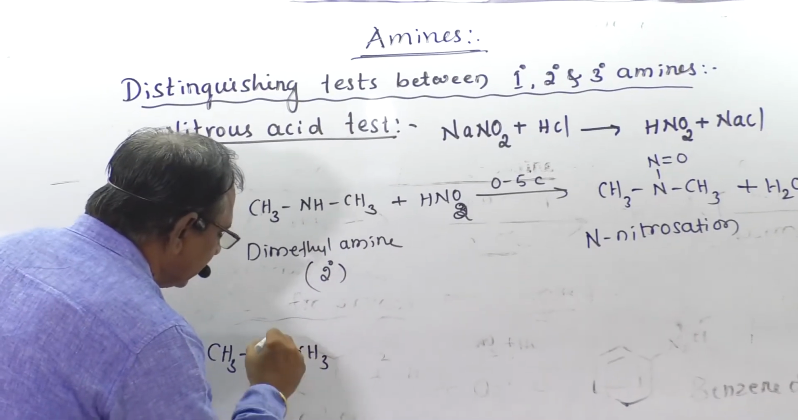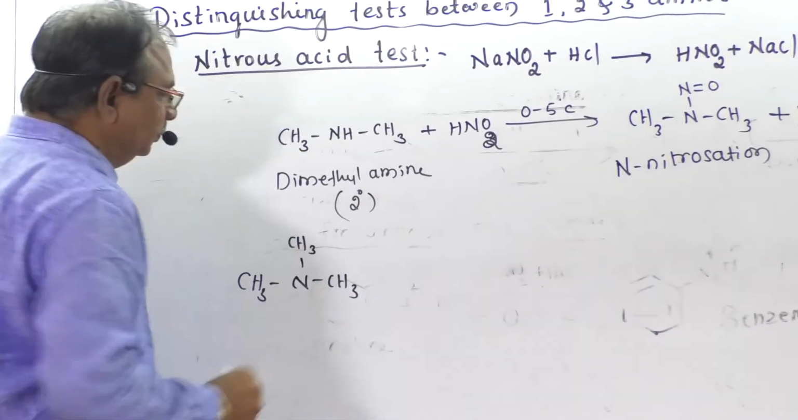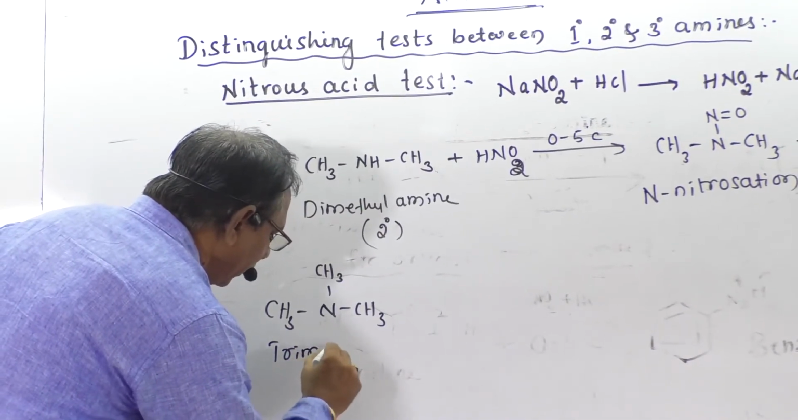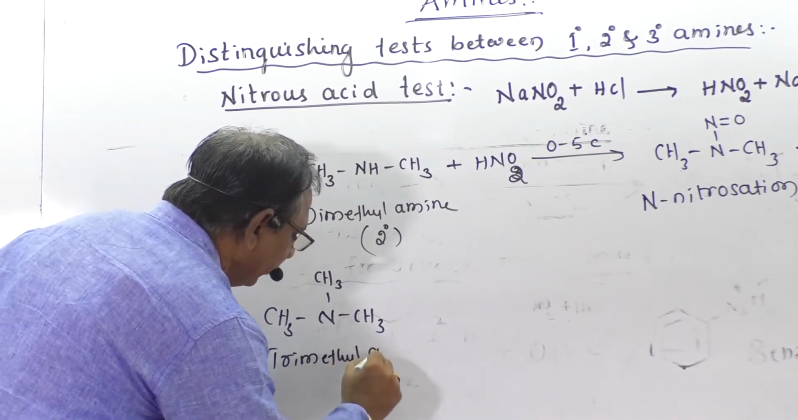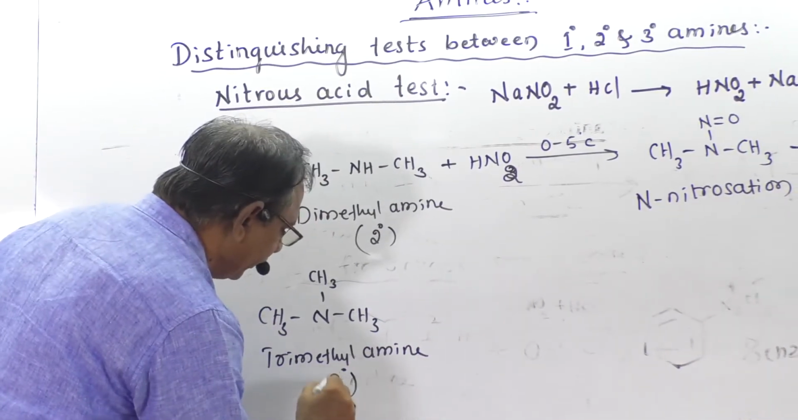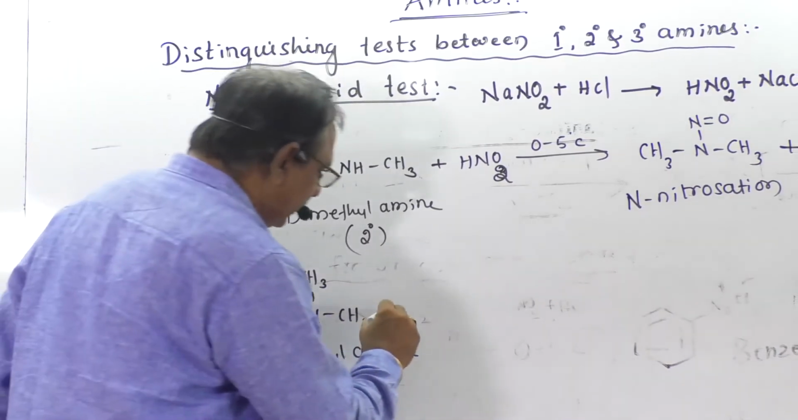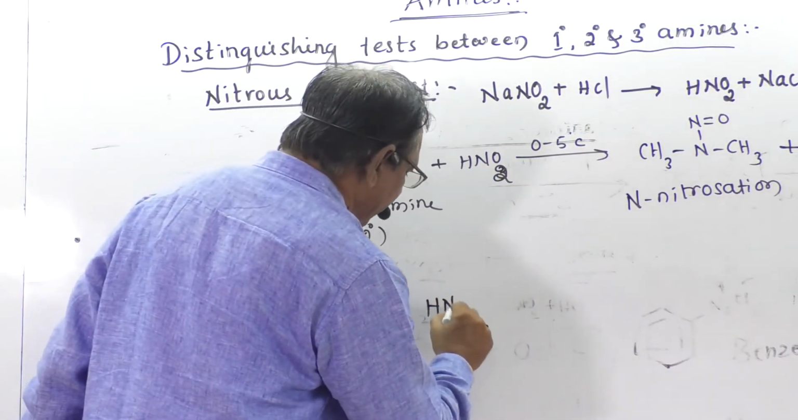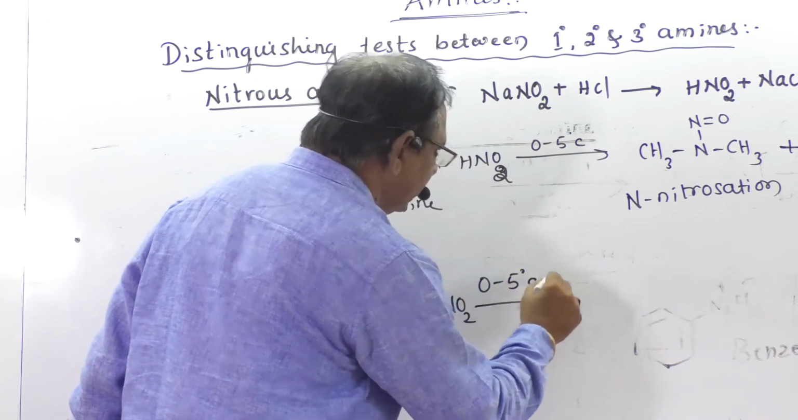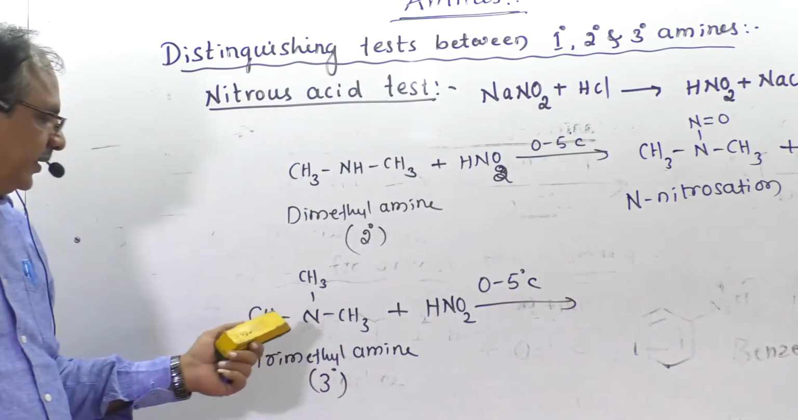CH3N(CH3)CH3. So this is trimethylamine. Trimethylamine, when it is treated with nitrous acid, HNO2. Again this reaction takes place at 0 to 5 degrees Celsius.